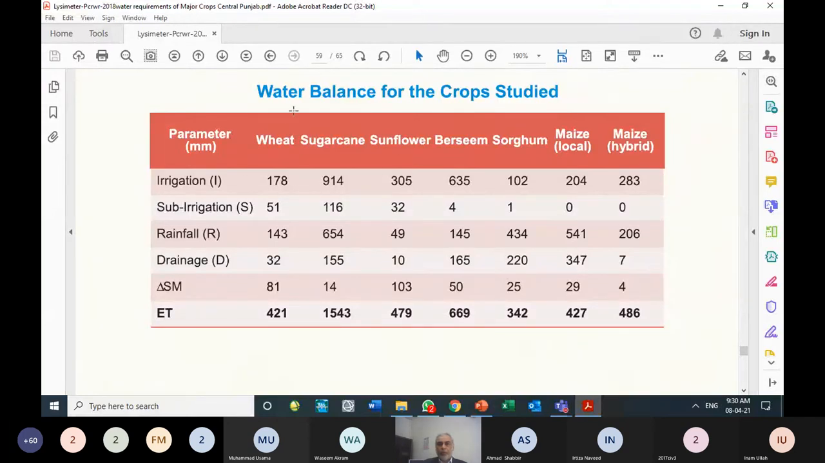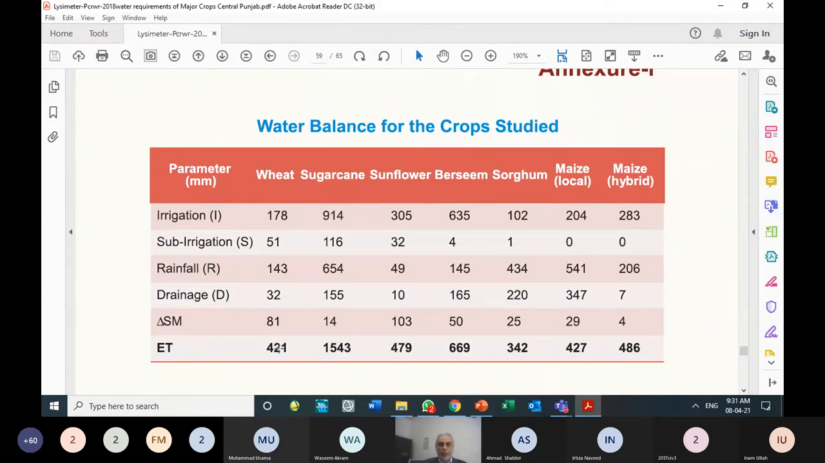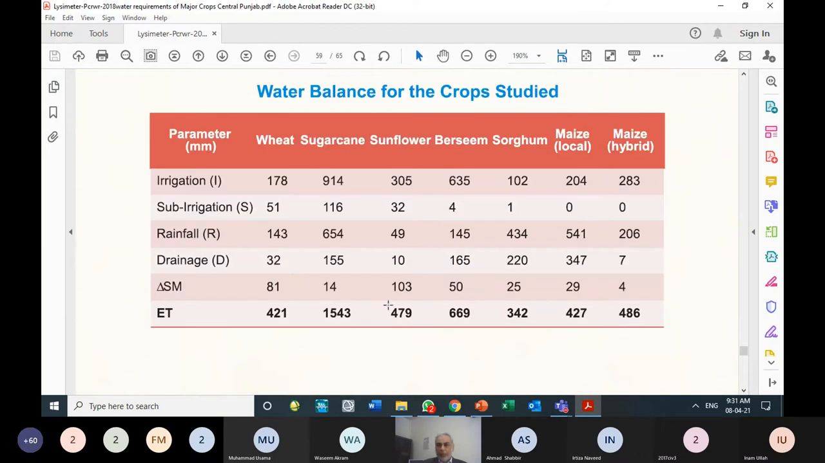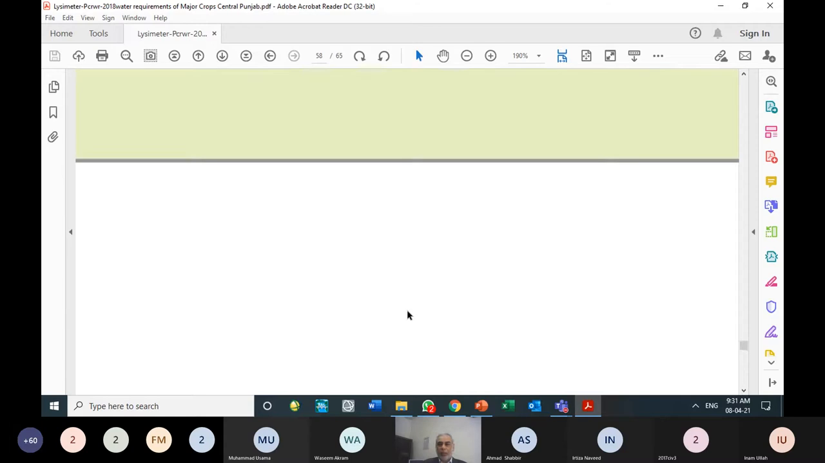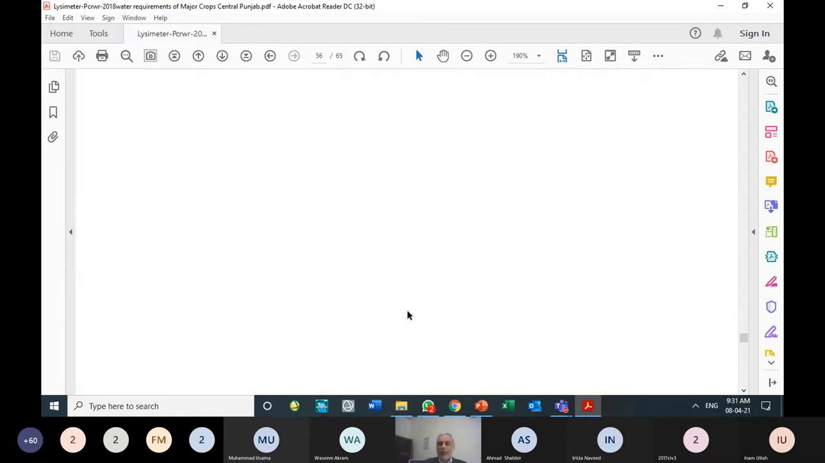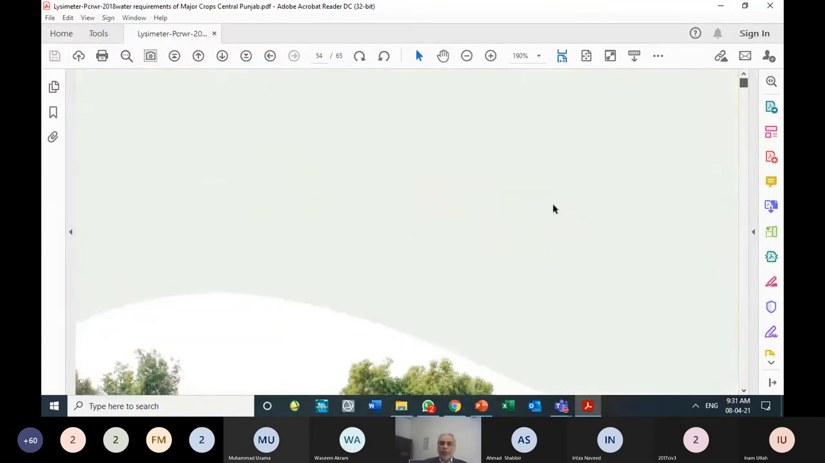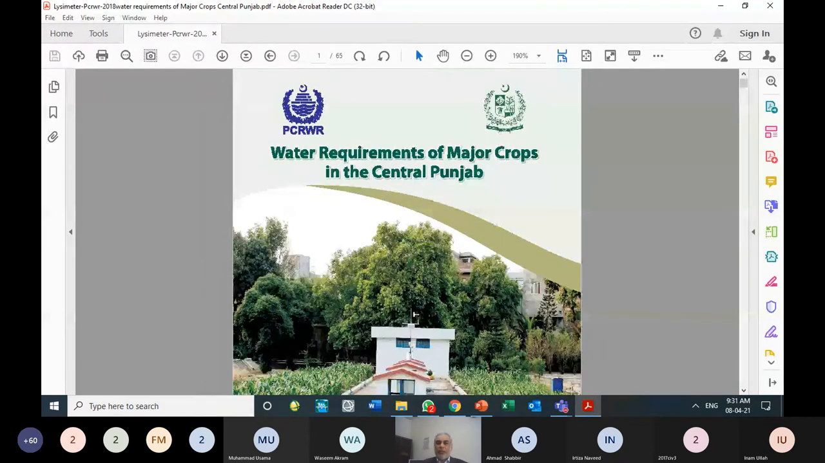So you see here the water balance for the crop study. Finally, they are giving us for wheat, ET is 42 centimeter, I think. What is it? 421. Hopefully it is in millimeter. They have not mentioned the units. Hopefully it is in millimeter. Sugarcane, about 1.5 meter. Sunflower. So this study can be referred to for the local measurement of evapotranspiration requirements. So what is this study? You can refer to it as the water requirement of major crops in central Punjab. So they have carried out this study.